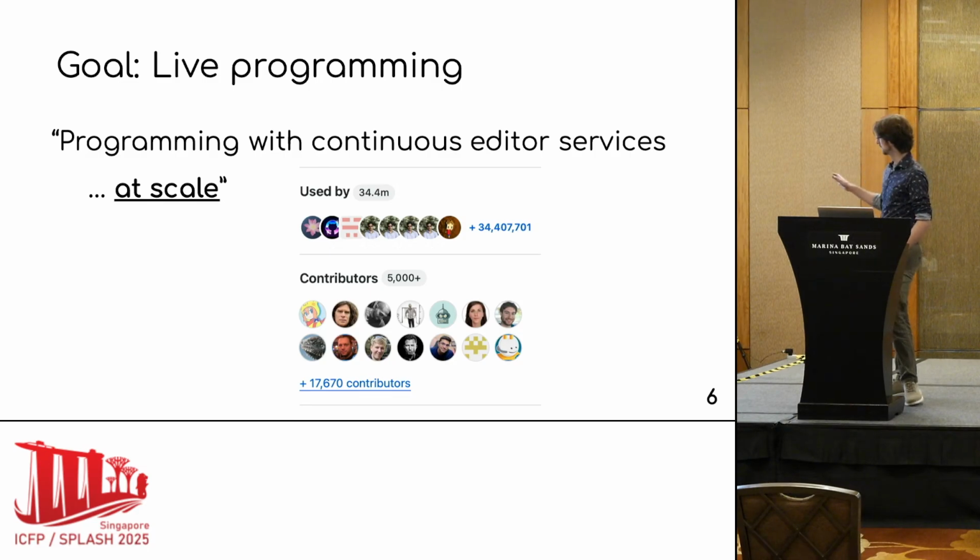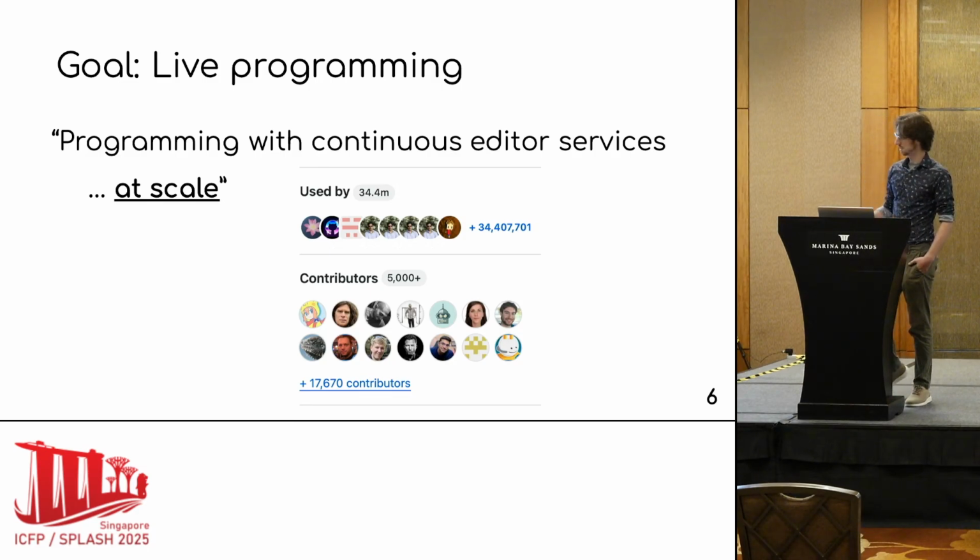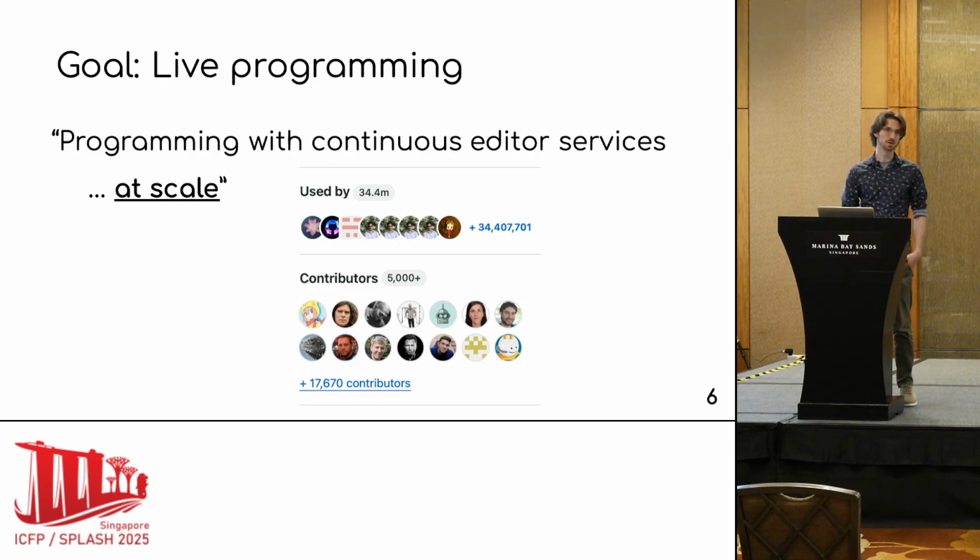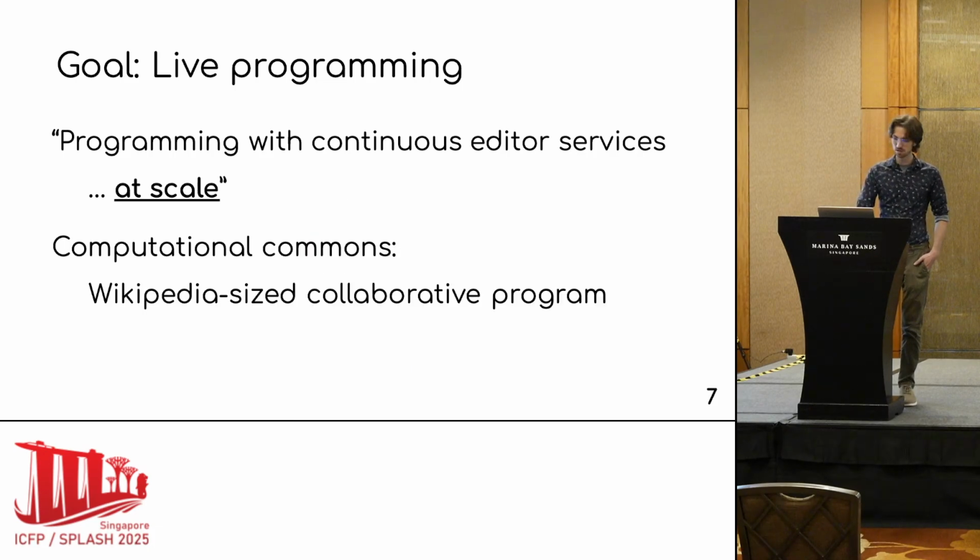So this is from one of the keynotes, or it was referenced in one of the keynotes. This is a GitHub repository of TypeScript type definitions. So 34 million users and over 17,000 collaborators. Software is collaborative and very large scale now. But kind of this picture exists in a different world from that screenshot of the editor services. Right? So the place where we collaborate with our code doesn't have those services. We have to pull it locally. But we envision kind of a computational commons. So imagine a Wikipedia-sized program that everyone can be working on together with live feedback.